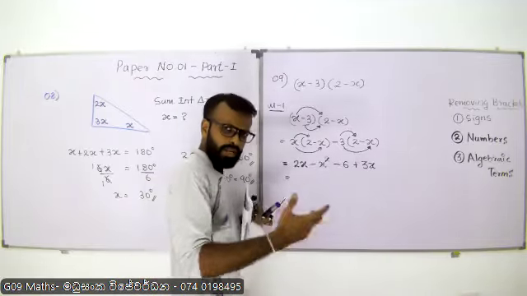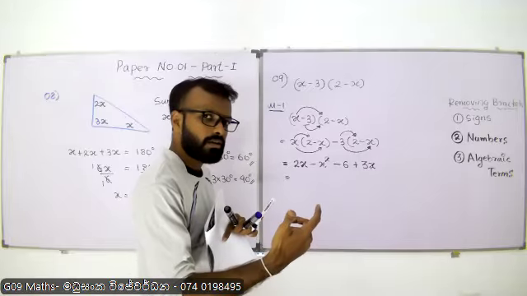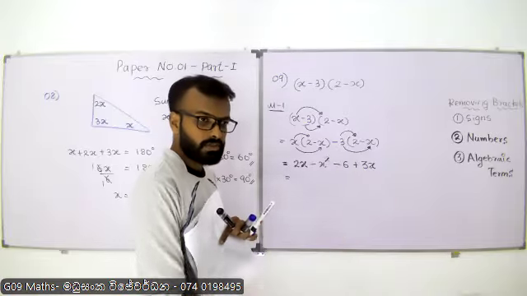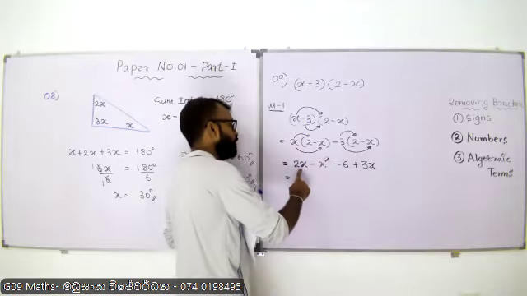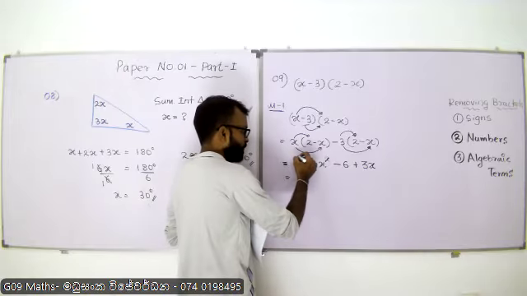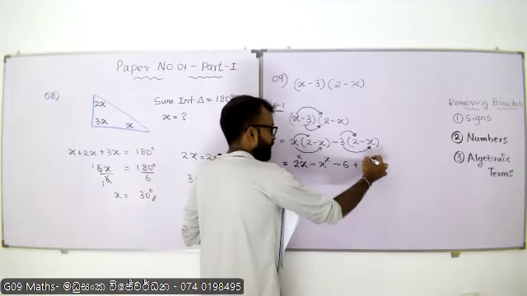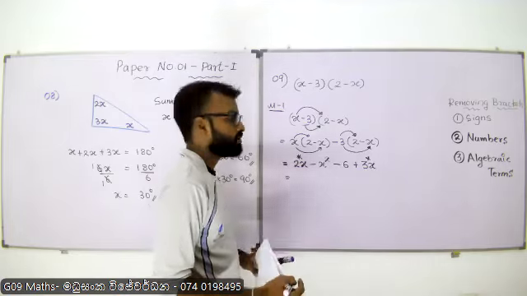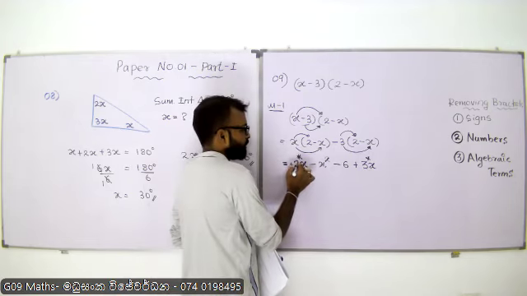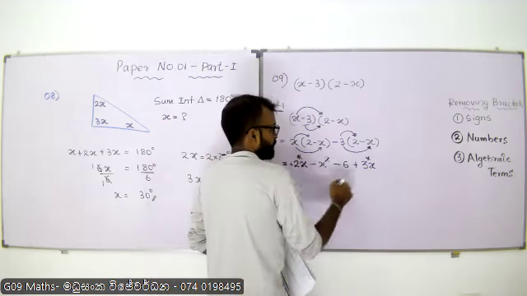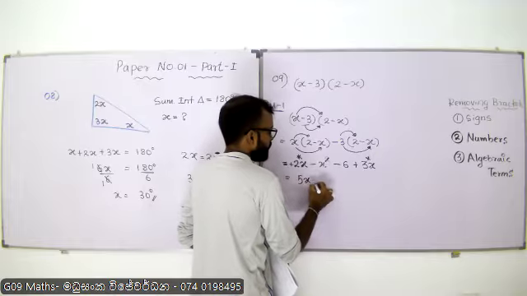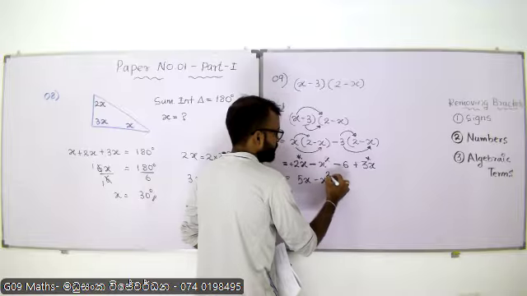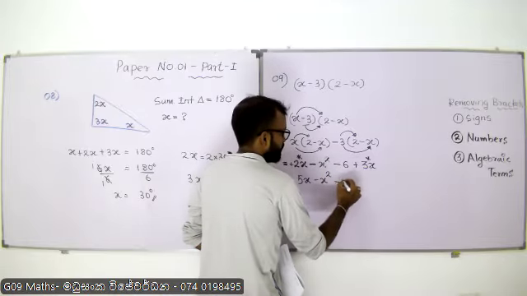Do we have like terms here? Different terms are unlike terms. But do you have apple terms? Yes, 2x and 3x. Like terms. 2x means plus 2x. 2 apples plus 3 apples, 5 apples. 5x. Only one x to the power 2 term remains here. And constant, only one.